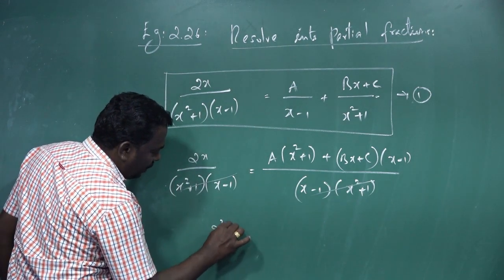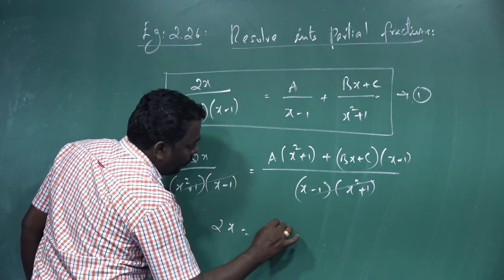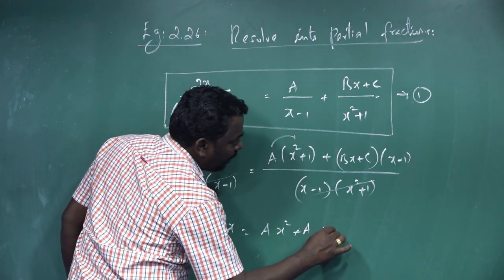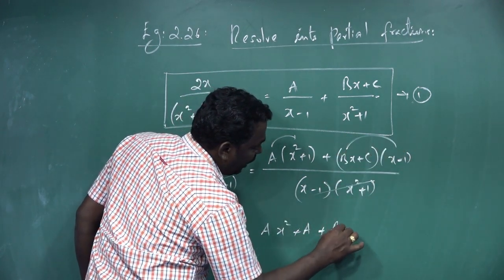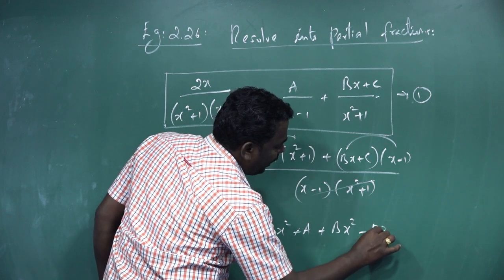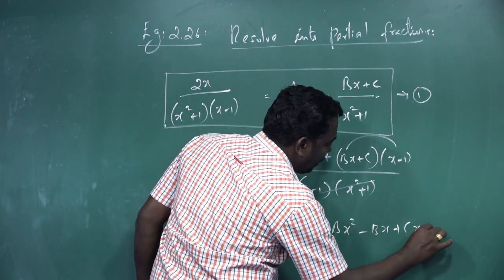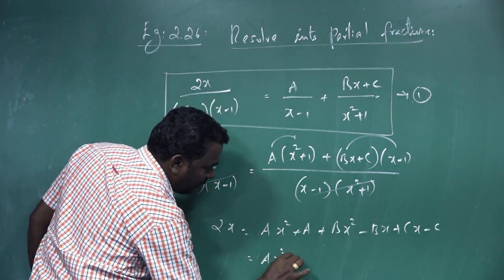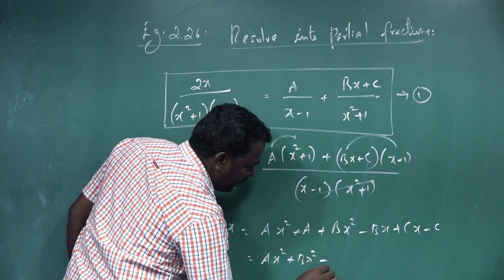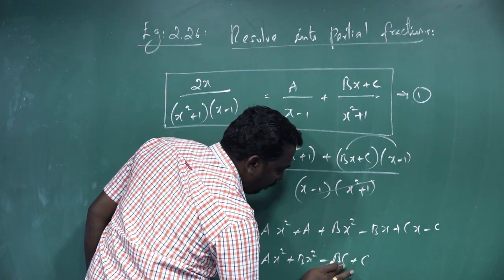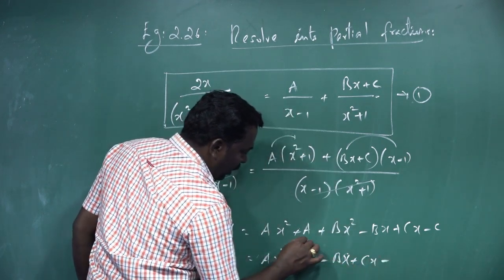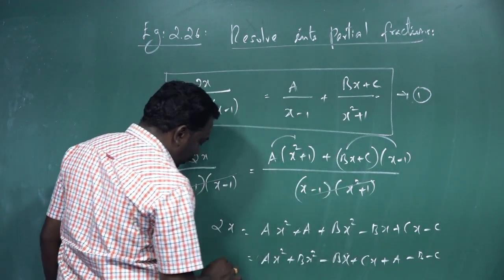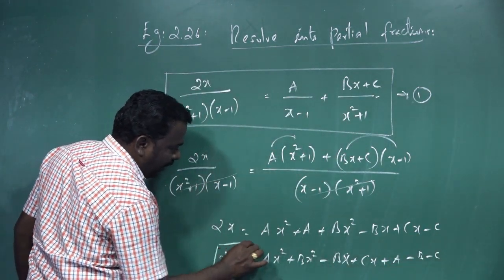The remaining left hand side is 2x, that is equal to A into, just multiply the terms, Ax square plus A, plus B into x square, then minus Bx, then plus Cx minus C. This is the final equal. That is equal to Ax square plus Bx square, then minus Bx plus Cx, then plus A minus C, the constant term. It is defined by 2x, the left hand side equation.